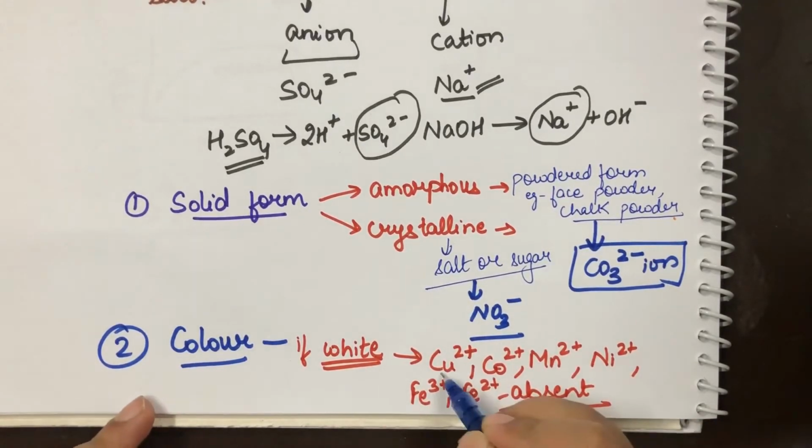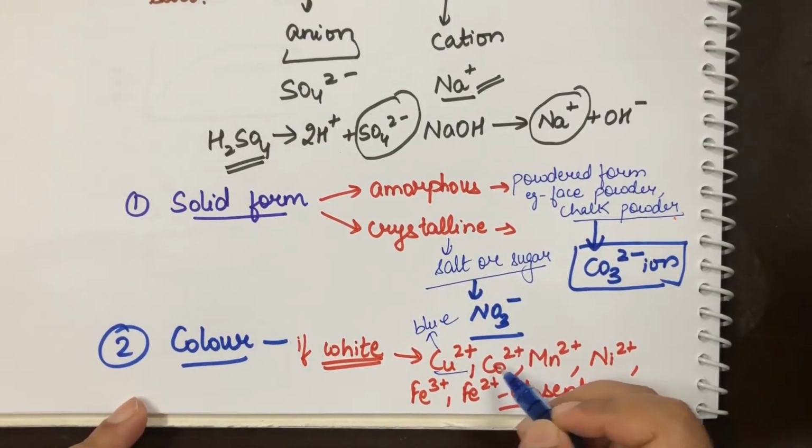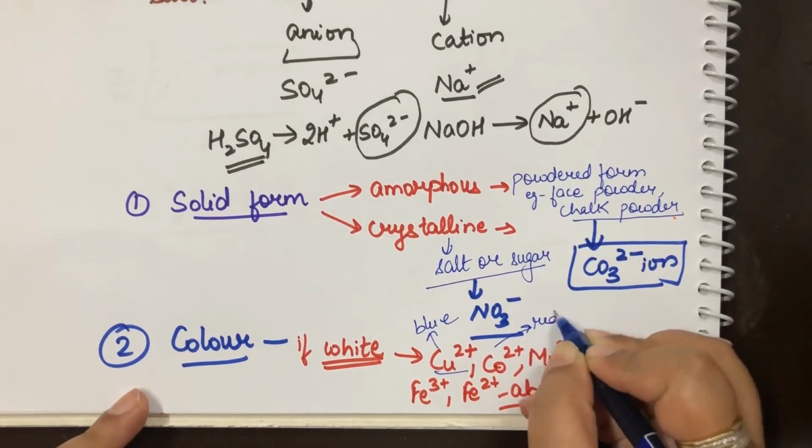Why? Because you know that your copper ions are blue in color. What about your cobalt ion? This is somewhere around reddish brown.